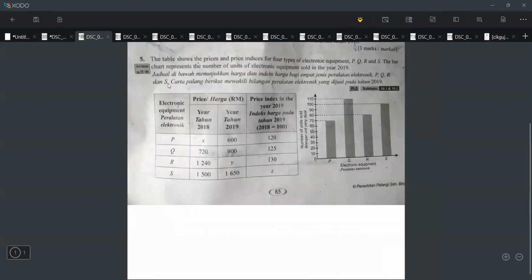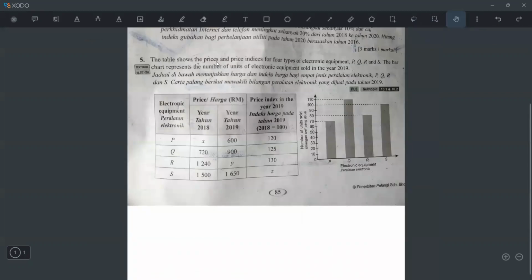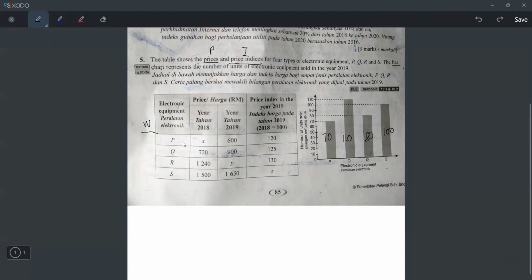Let's look at number 5 here. The table shows the price indices for 4 types of equipment, P, Q, R, S. The bar chart means they are trying to give you the weightage. So P is 70, Q 110, R 80, S 100. Can I open a new column for weightage? The weightage for P is 70, 110, 80, and 100. And let's sum up the weightage.